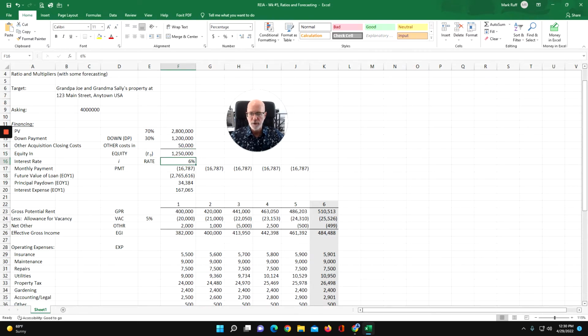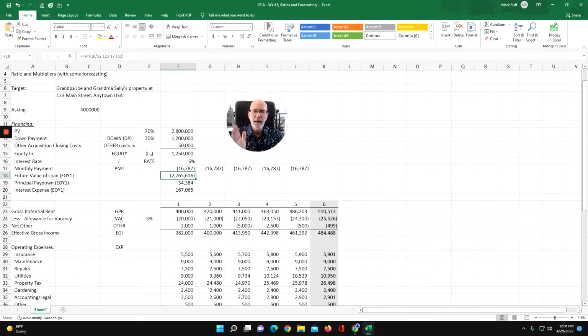I've also mentioned, for the sake of argument, that the interest rate is going to be 6%. Therefore, we can calculate a payment. You should know how to do that pretty easily by now. And then the future value of the loan at the end of 1 year is going to be about $2.7 million. So we started out with a $2.8 million loan. We paid it down for a year. And at the end of that year, the balance will be 2.765 and change. We need this number in one of our calculations that's going to follow.